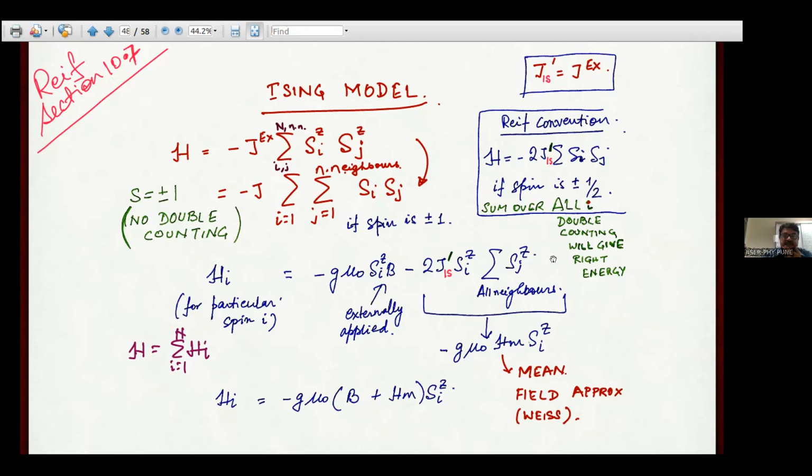So each spin is interacting with its neighbors, and some of the neighbors can be up and some can be down, and different spins can have different numbers of neighboring spins pointing up and down. Suppose this is one spin. It could have two neighboring ups and two neighboring downs, whereas some other spin could have three neighboring ups and one neighboring down, and some other spin could have three neighbors pointing down and one pointing up.